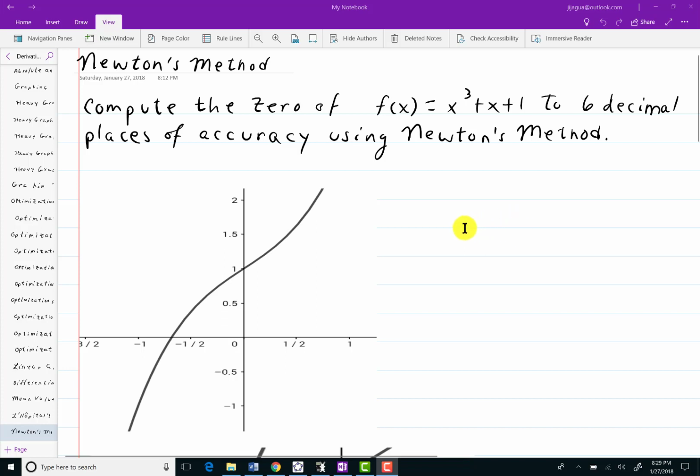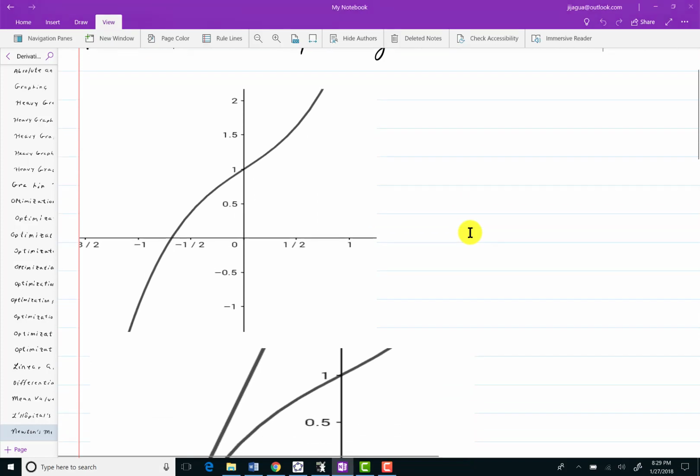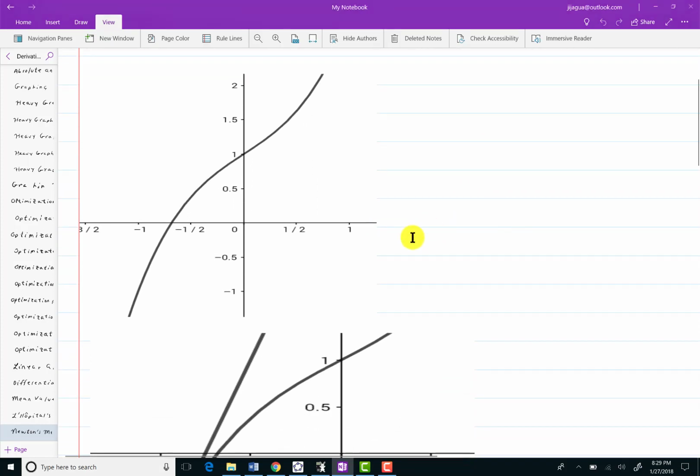So here's what I want to do. I have a function, in this case it's a polynomial, f of x equals x cubed plus x plus 1. It has one real zero, and I want to approximate that using Newton's method. If you see on the graph, I've graphed it. The point that I want is somewhere between -1/2 and -1.